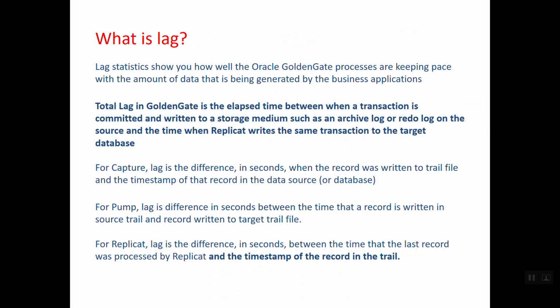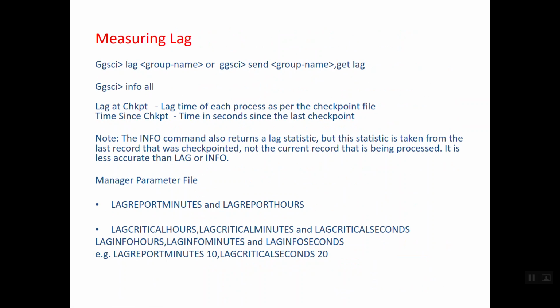Okay, but it will show the sum of lag of the extract and pump when I use the lag command. So there are different ways to see the lag. There is one command, lag, and you can add the process name. It will show you the lag of the last transaction. You can also do send process name get lag. This will also show the last transaction lag.